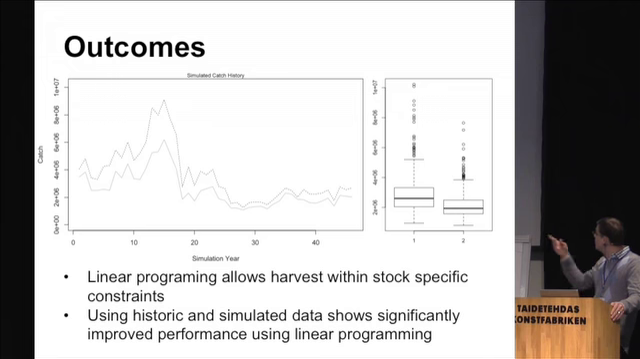This is just a graph of 2 simulated catch histories, one using the in-season optimization and one using a fixed control rule. And then there's a bar graph showing the result of many, many simulations, showing that you have, on average, an additional 1 million fish caught, which is a significant improvement in performance.